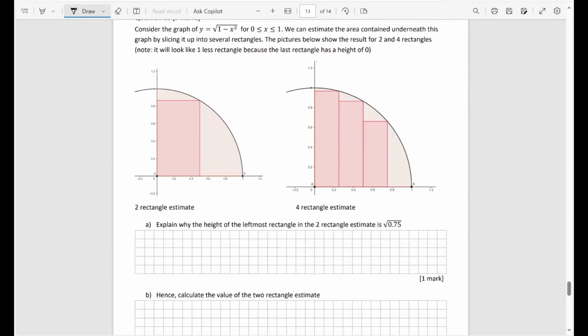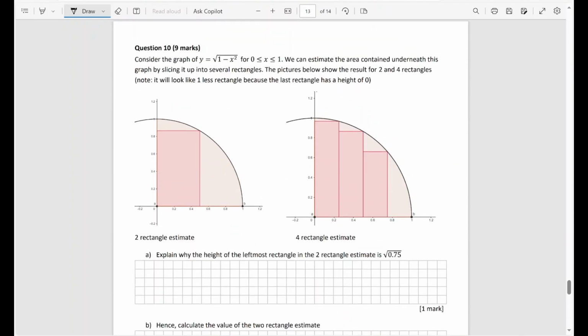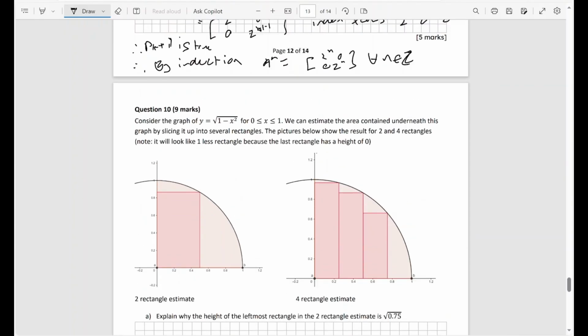Beautiful. All right, next we got this question about rectangles, which is very fun. y equals root of 1 take x squared. Now I didn't say this in the question, but this equation is a rearrangement of x squared plus y squared equals 1. You might remember that from Methods as a circle, center 0, and radius 1. If you rearrange that equation for y, you get that thing.